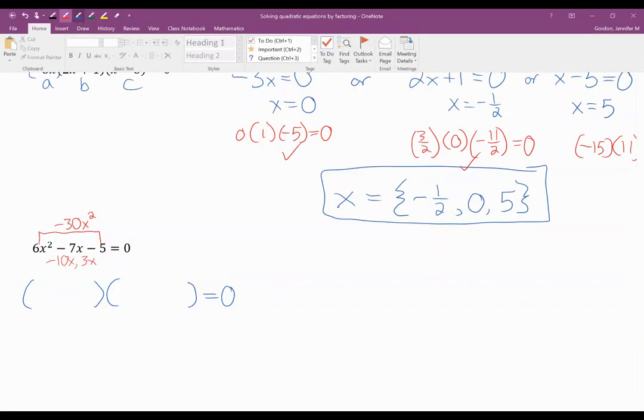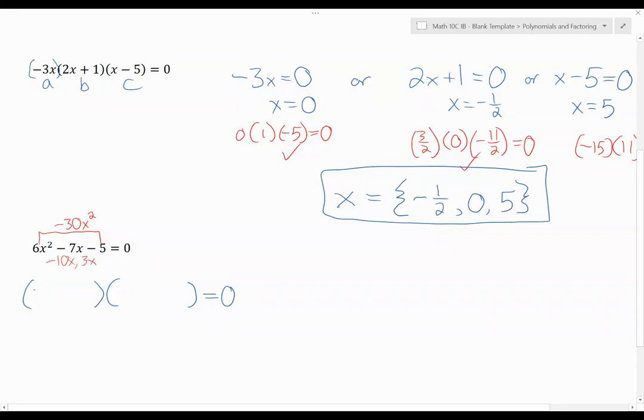So depending on how you want to do your factoring, I need to just distribute this up. But what I'm going to end up with is 3x times 1, so positive 1, and 2x times negative 5. So I'm just making sure that, yes, 3x times 2x is 6x squared, negative 5 times 1 is negative 5. So these are the correct factors.